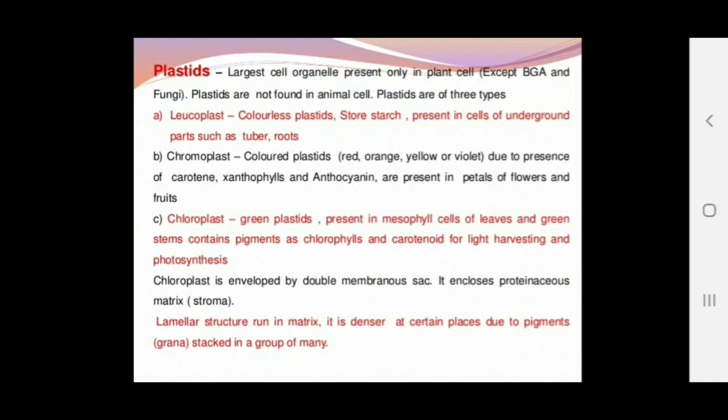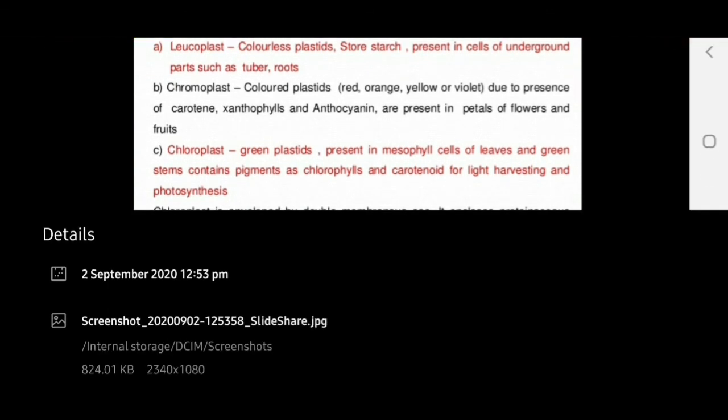Leucoplasts are colorless plastids. Their main function is to store the starch or the food. They are present in the cells of underground parts such as roots and tubers. Clear?